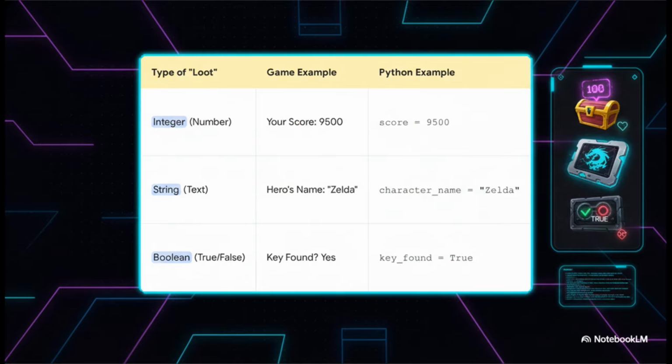Then you have strings, which is just a fancy word for text, like your character's name or a line of dialogue. And finally, you've got booleans. These are super simple on or off switches, just true or false. They're perfect for tracking things like, is the quest done? Or is the secret door unlocked?